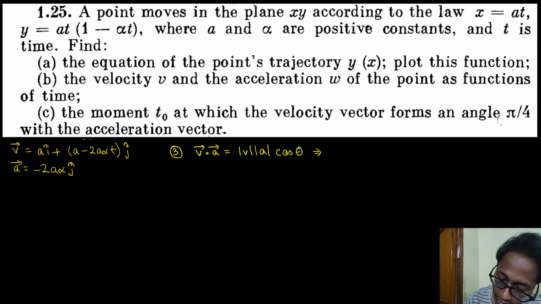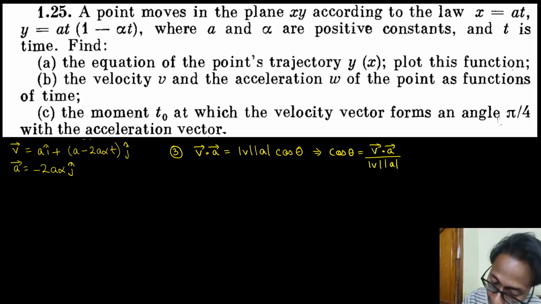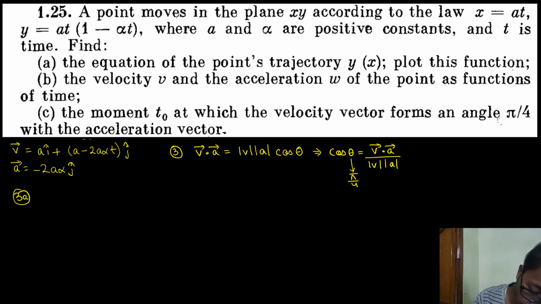Or out here, cos theta is equal to v dot a divided by magnitude of v into magnitude of a. Out here, theta is equal to pi by 4. Okay, and we need to find out the value of v dot a, magnitude of v and magnitude of a. So let's find out first v dot a. So 3 part a, find out v dot a.